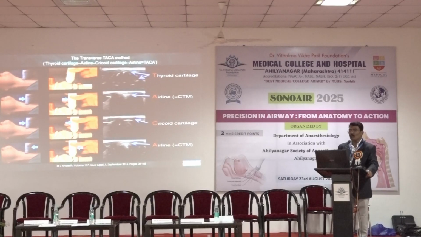Sliding the probe a little downwards at the cricoid cartilage, it will be seen as more dense white because the ultrasound waves are not able to cross this cartilage. That's why it is seen as white, and the air reverberations are seen below that.